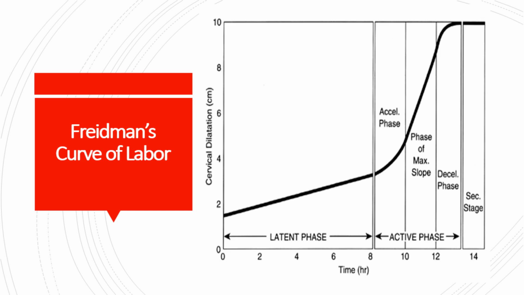Friedman's curve of labor represents the typical pattern of labor progression. It divides labor into 2 main phases. The latent phase, where cervical dilation is slow, and the active phase, where dilation progresses more rapidly from 4 to 10 centimeters. This curve was historically used to guide labor management, with interventions like oxytocin or cesarean delivery introduced if labor slowed or stalled. This is called labor dystocia.